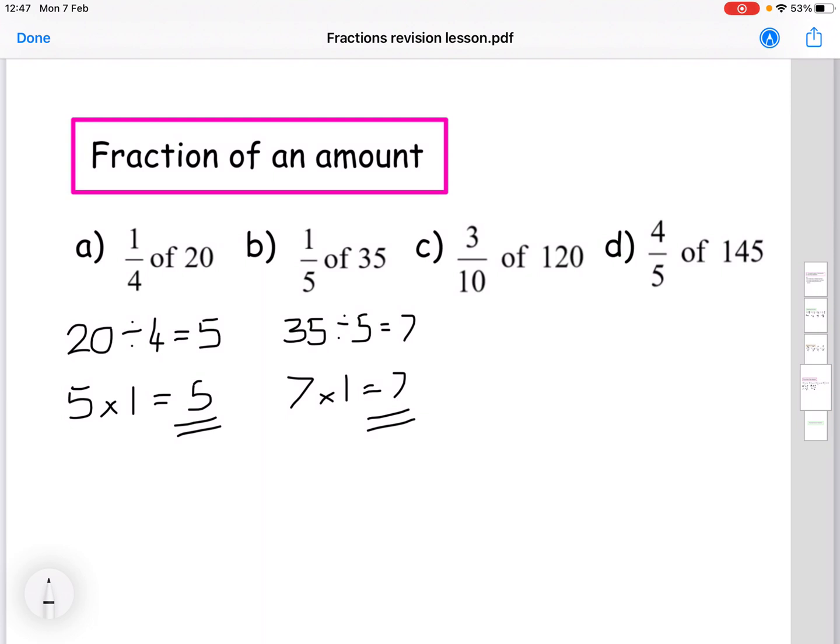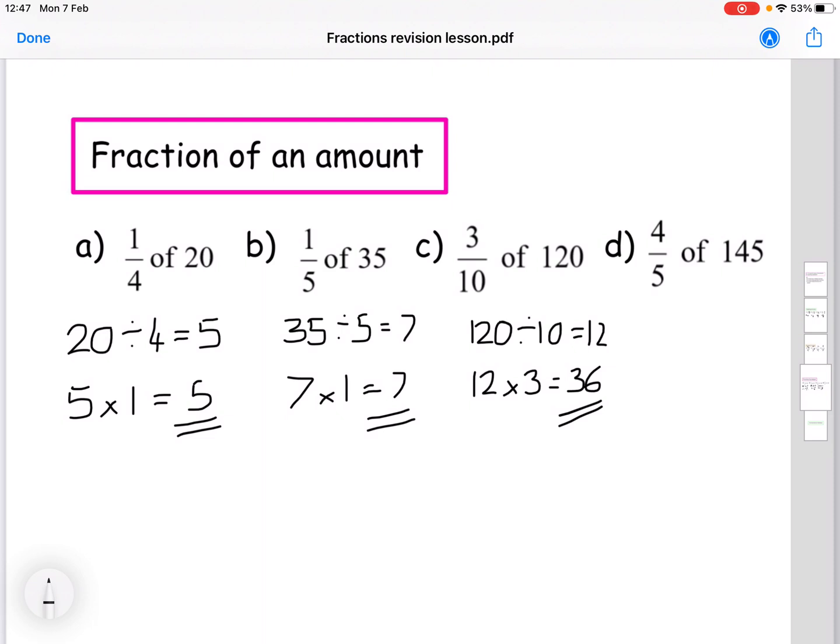For C, we've got 3/10 of 120. So 120 divided by the bottom number, so divided by 10 is going to give us 12. And then we times that answer, so the 12 times the top number, so times 3. So 12 times 3 is 36. Okay, and then the last one, I've just tried to choose a bigger number here.